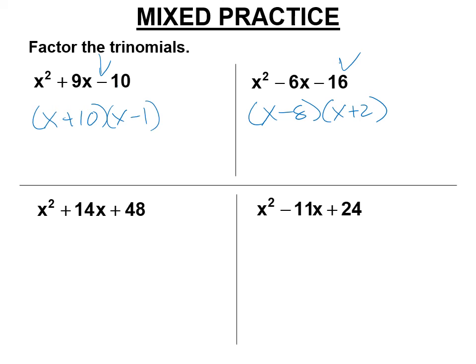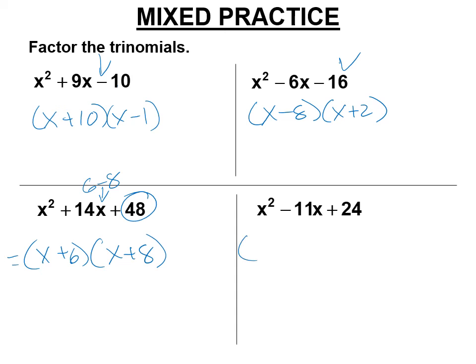Now, if you're not doing it as fast as me, that's because I've been doing it a long time. It takes practice. This is definitely something that takes practice. All right, 48. All right, there's a lot of factors of 48, but I think 6 times 8 is the first one to come to mind, and 6 plus 8 is 14. So I think x plus 6 times x plus 8 is the one.